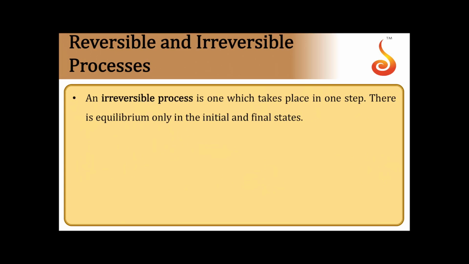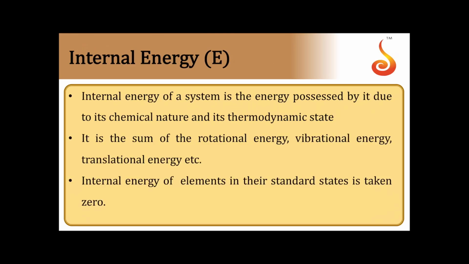Then comes the irreversible process. An irreversible process is one which takes place in one step, and there is equilibrium only in the initial and final states of the system, whereas in the reversible process, equilibrium exists in each and every step of the process. That is the difference between reversible and irreversible processes we have.